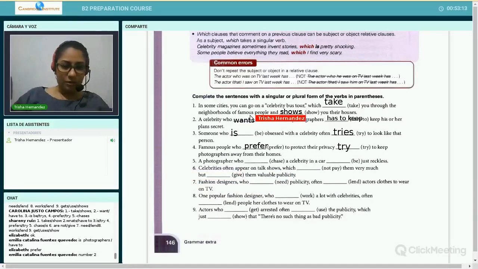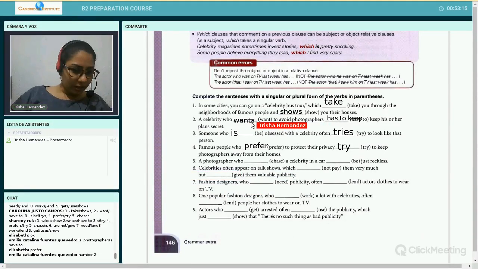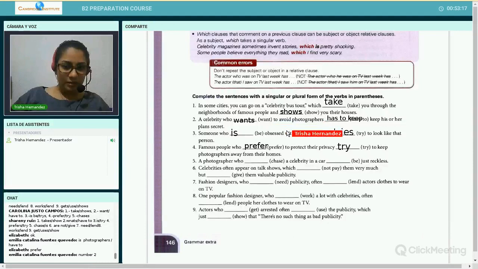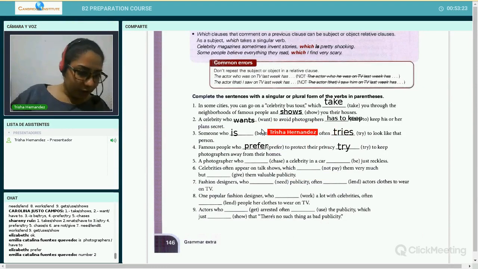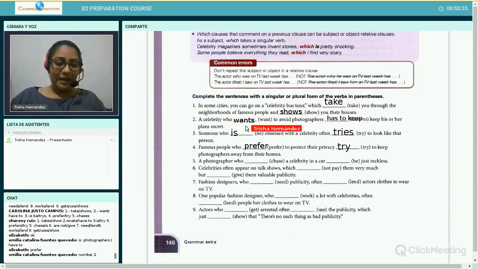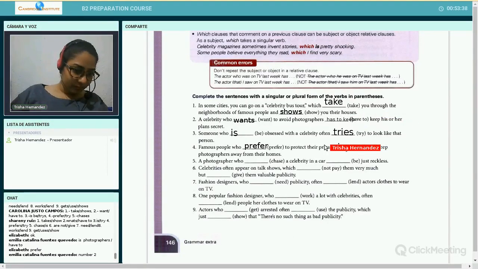Yeah. But it cannot be "is". Oh yeah, I understand. I was going to tell you, but it says "want". Why are you putting "is"? A celebrity who wants to avoid photographers has to keep his or her plans secret. Number two. Yes, "has to keep".